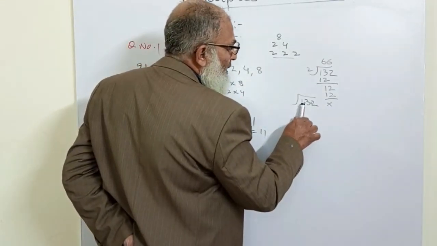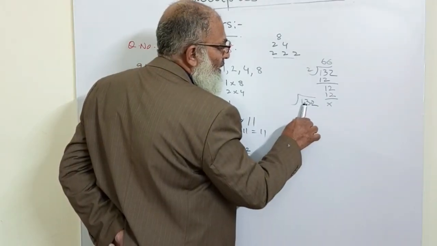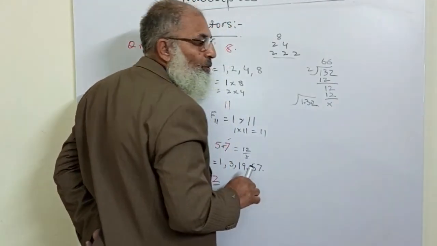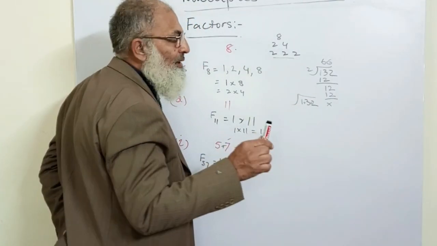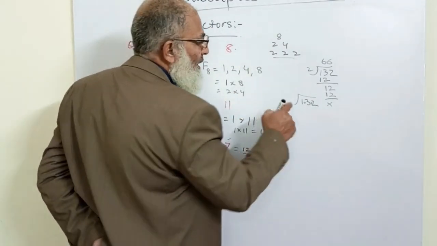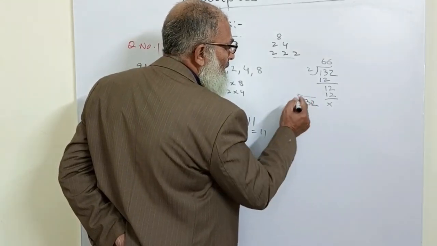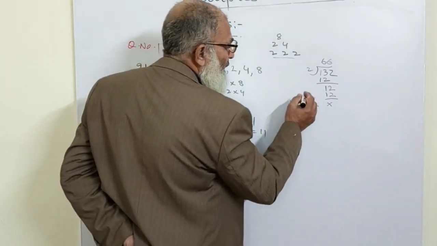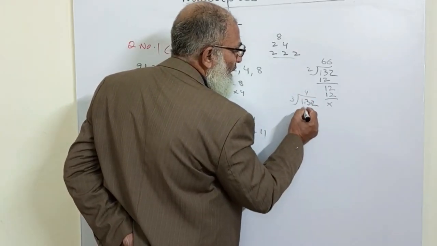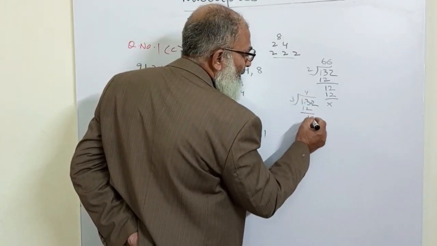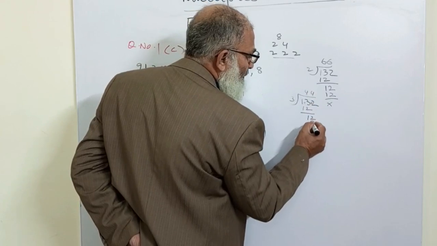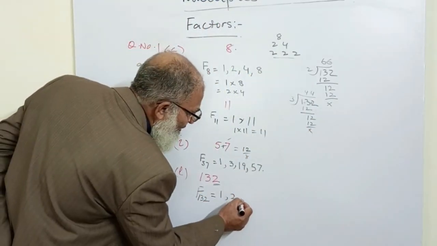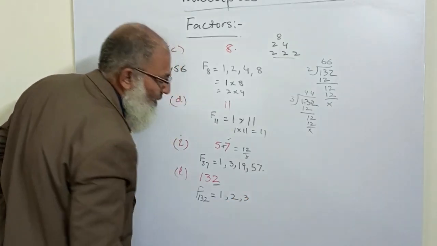Now you see what we get here is 1 plus 3 is 4, and 4 plus 2 is 6, and 6 is divisible by 3. Therefore, this whole number is also divisible by 3. So what I do here is 4 times 12. So our next factor is 3.